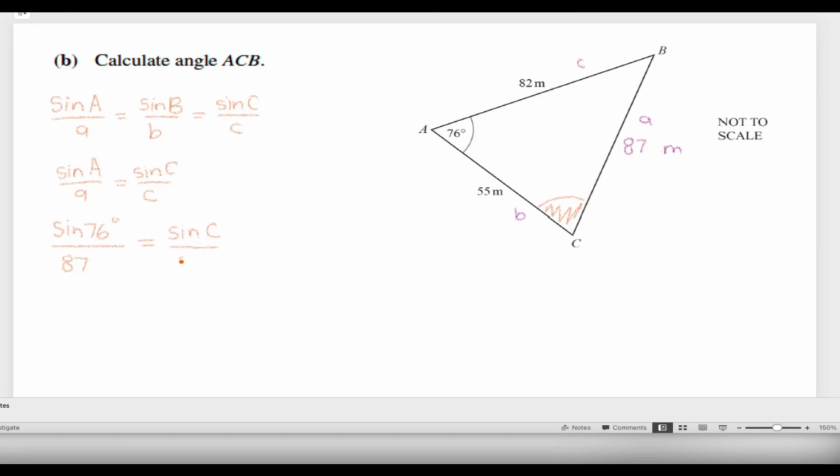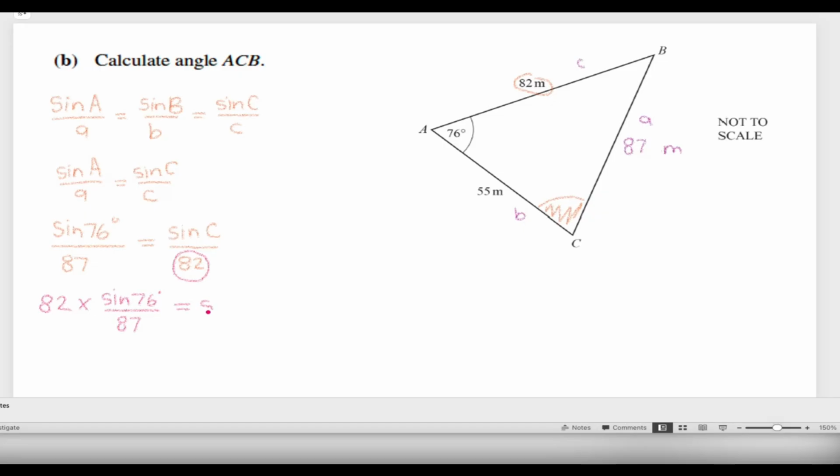Side C is 82. How do we know that? It's given. You can see it over here. 82. What I'm going to do now is take this 82 over to the other side. So on the right-hand side, I divide it. If I take it over the equal sign, I have to do the inverse, which means I will multiply on the other side. So it's going to be 82 multiplied by sine of 76 degrees divided by 87.